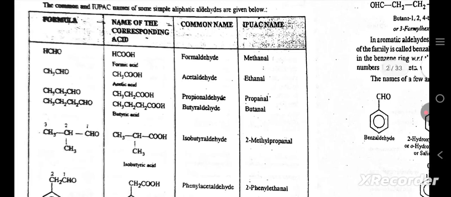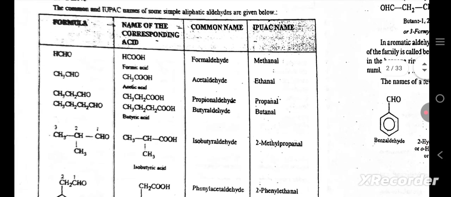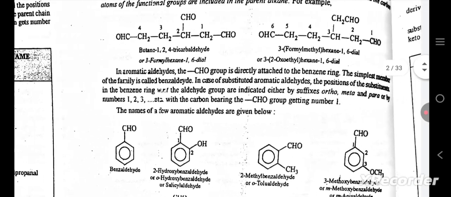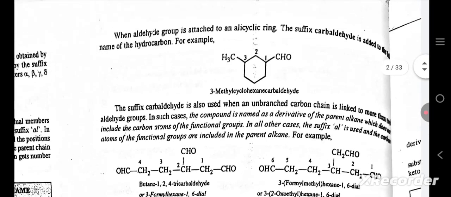The common and IUPAC names of some simple aliphatic aldehydes are given below. Look at this table. When the aldehyde group is attached to an alicyclic ring, the suffix carbaldehyde is added to the name of the hydrocarbon, for example 3-methylcyclohexanecarbaldehyde.